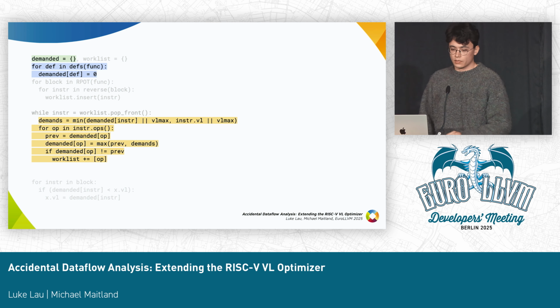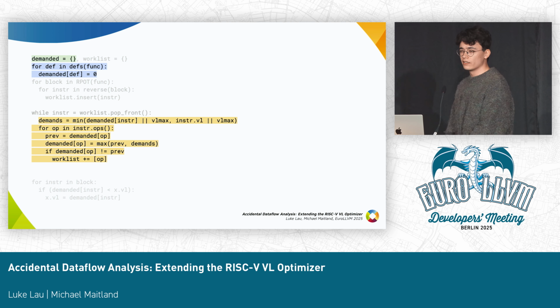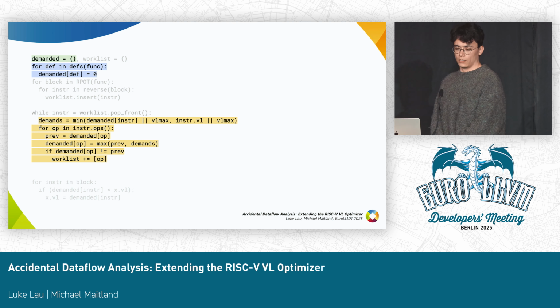And about this point, we realized this is smelling kind of like a compiler theory problem. So we took a step back and took stock of what we had. We had some sort of notion of a state. That's our demanded map, which maps instructions to some sort of demanded VL. We also had this notion of an initial state where everything is initialized to 0.